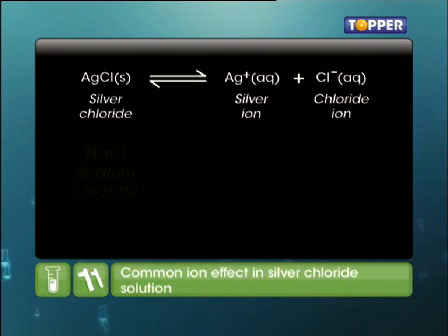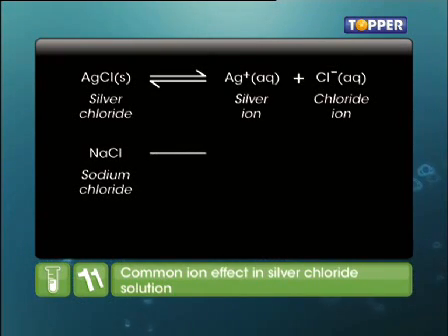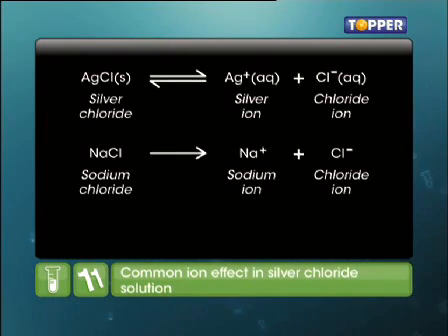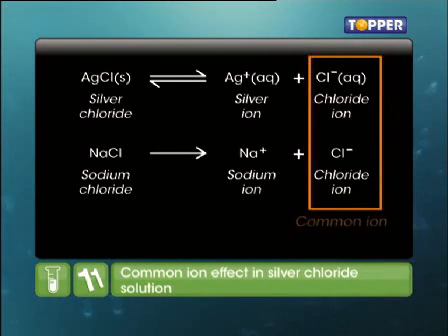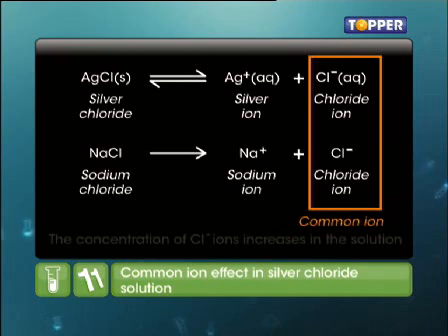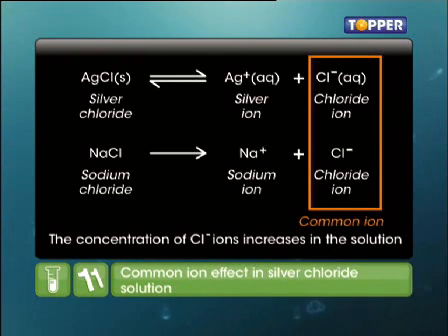Now, when a strong electrolyte like sodium chloride is added to it, it ionizes completely. Notice that both sodium chloride and silver chloride have a common ion, the chloride ion. So, when sodium chloride is added to a solution of silver chloride, the concentration of chloride ions increases in the solution. Therefore, according to Le Chatelier's principle, the equilibrium shifts to the reactant side and hence some of the solid silver chloride precipitates out.